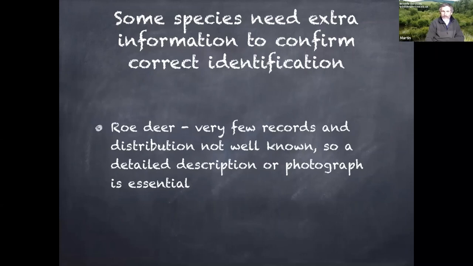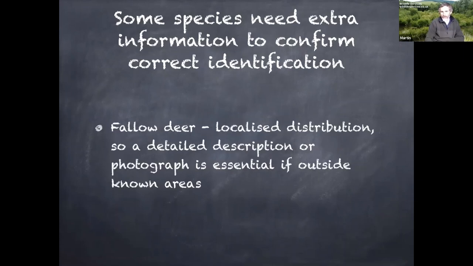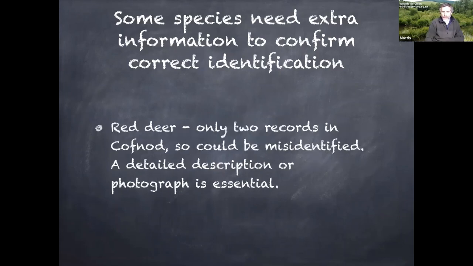Roe deer, again, the same situation. We don't have many records. We don't know what the distribution is. So a detailed description, if you enter one, would be very welcome. Fallow deer, if it's outside of those known areas that I mentioned, again, a detailed description would be useful. Red deer, if they're here, again, detailed description, otherwise they will be classed as an incorrect record.